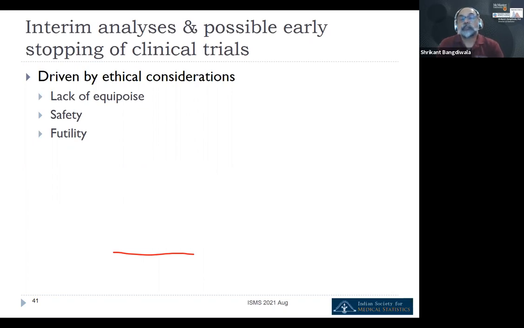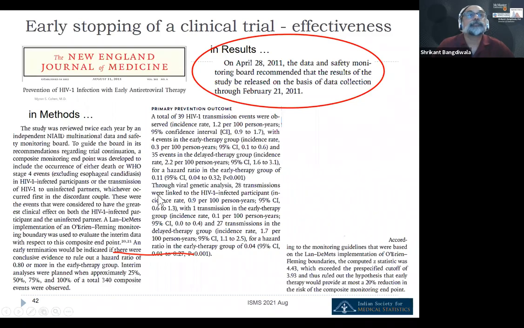Or there's some safety issues, or the study is a worthless study. It's futile to do. So did this happen? Is this a common occurrence? Well, yes, it is relatively common. Here's a result of a study on HIV infection and early antiretroviral therapy given to the partner of somebody who was already infected. Does it prevent?